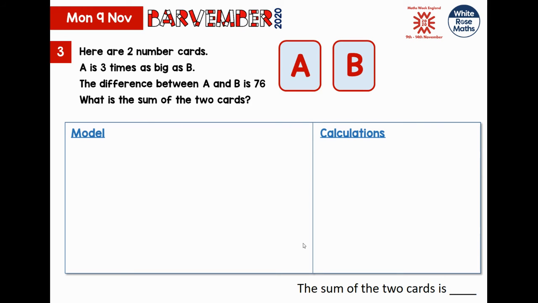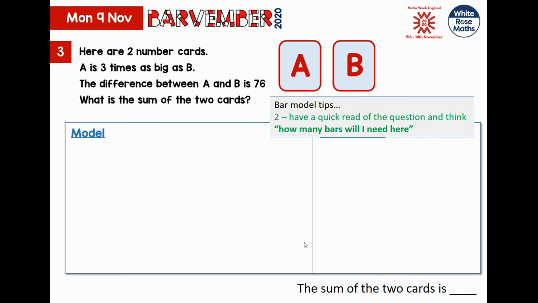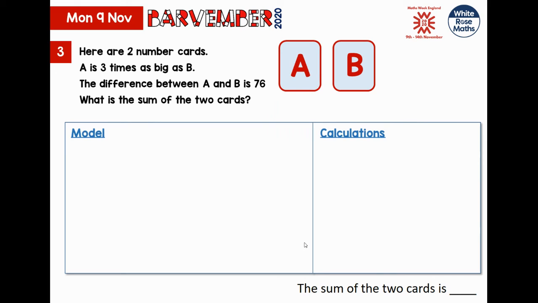Okay, question 3. Again, I'm going to start off, how many bars do I need? Okay, well, I've got 2 numbers, A and B, so I'm expecting to see 2 bars. Let's see what happens. We don't know much about A, other than that it's 3 times as big as B. So we should have 3 equal parts in A, 1 equal part in B.